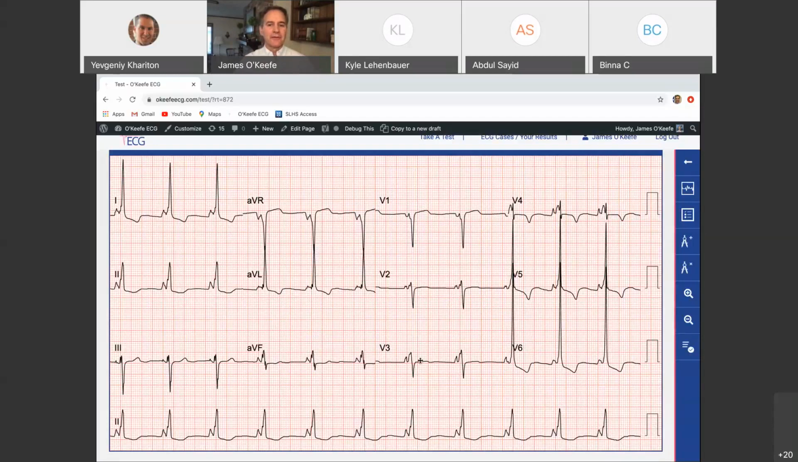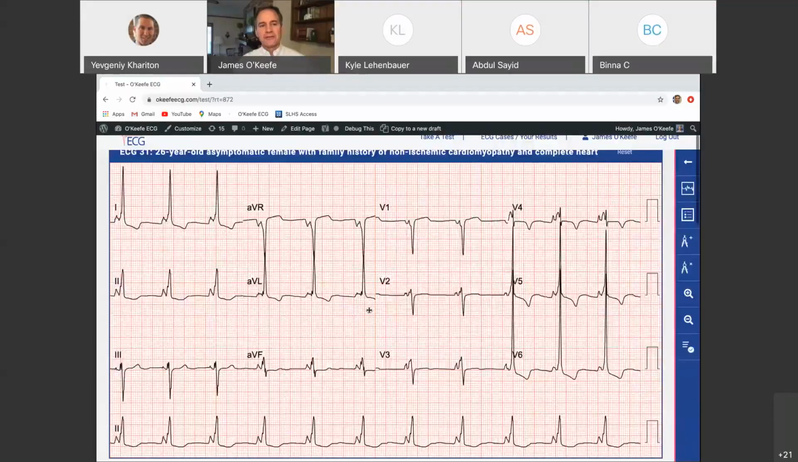Yeah, it's perfect, Kyle. So there's a striking delta wave over here in I and aVL, you could see it over here in V1 as well, and the lateral precordial leads. It looks like there could be right atrial abnormality. Certainly there's LVH based on the big R waves over here in V5, V6, although in a 26-year-old, it might not meet criteria.